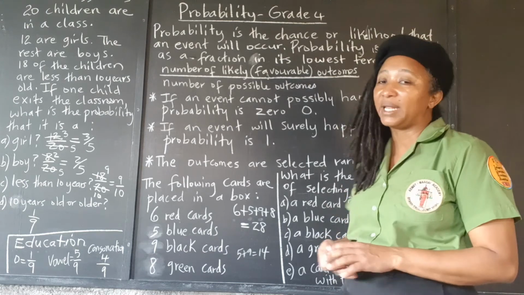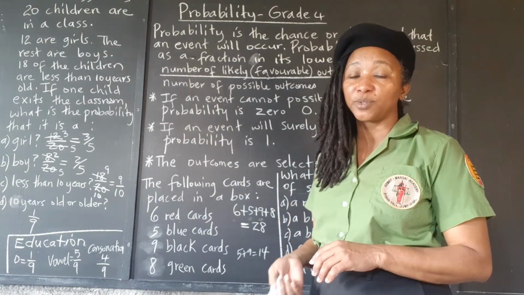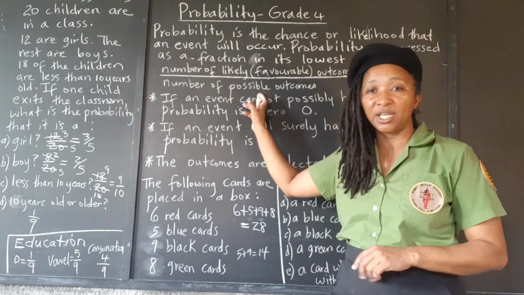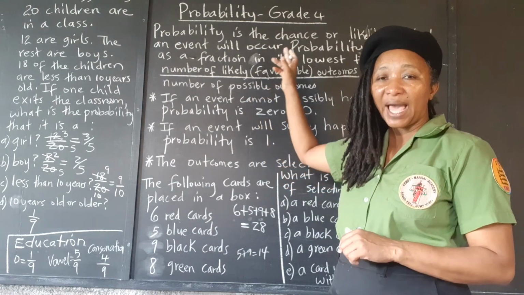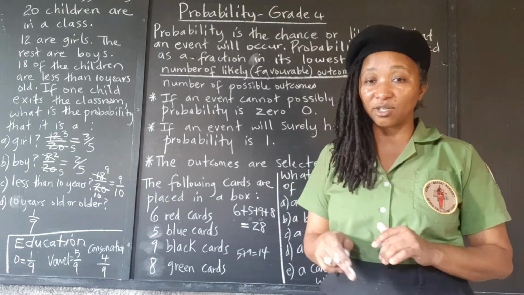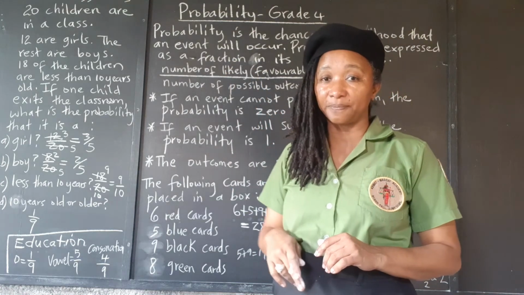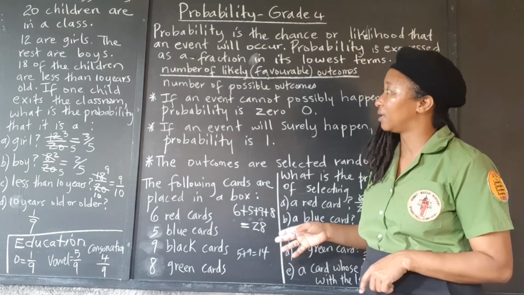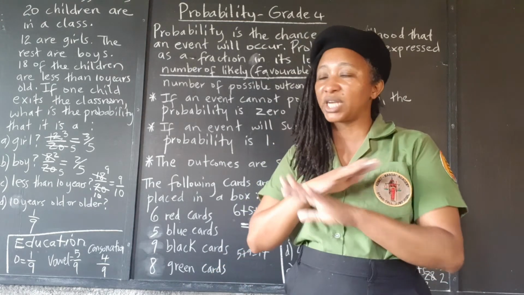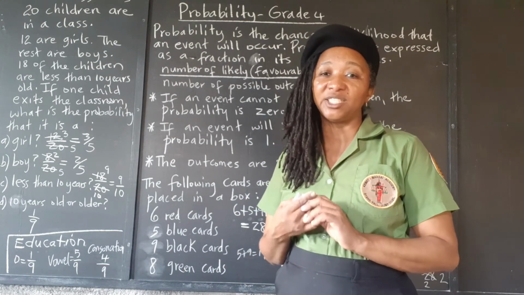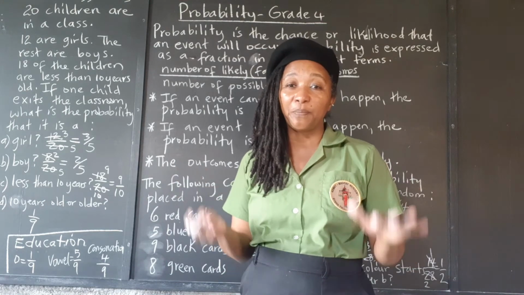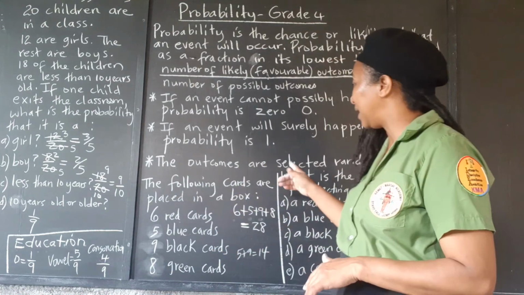And we express probability as a fraction in its lowest term, so we have to reduce it. And the total possible outcomes go in the denominator at the bottom, and the likely outcomes, whichever of the items you're referring to, how likely that one is of occurring, goes in the numerator. 3 points to remember. If an event cannot possibly happen, there is no chance of it happening, the probability is 0. And if it absolutely will happen, you're sure, there's no doubt, it positively must happen, the probability is 1.